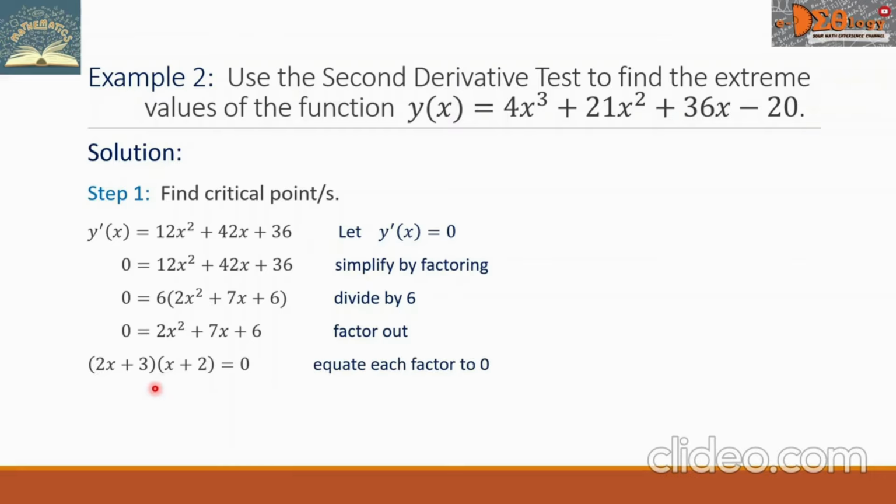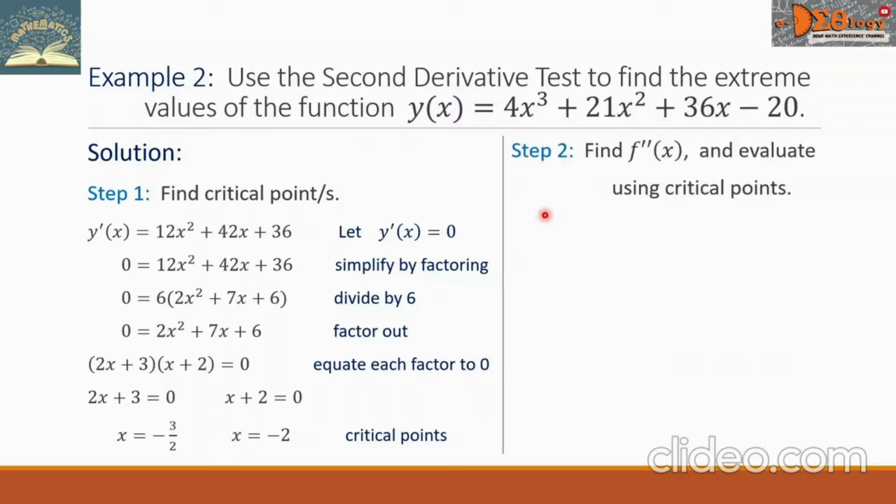We equate each factor to 0. So, 2x plus 3 equals 0, and the other, x plus 2 equals 0. We solve for x. For the first factor equation, this positive 3, we transpose to the right, it becomes negative, then we divide by 2. So, x equals negative 3 over 2. Then x plus 2 equals 0. The positive 2 we transpose to the right. So, x equals negative 2. These are the two values of critical points.